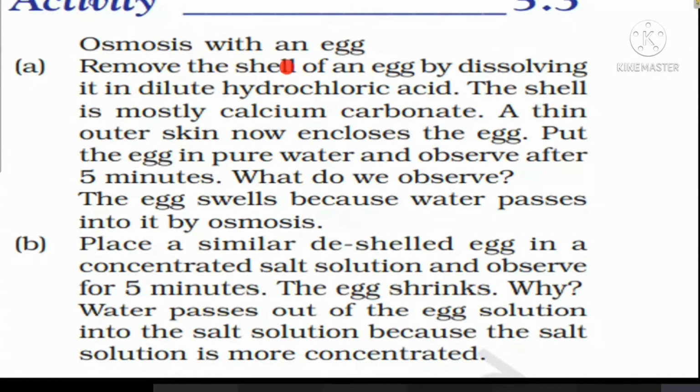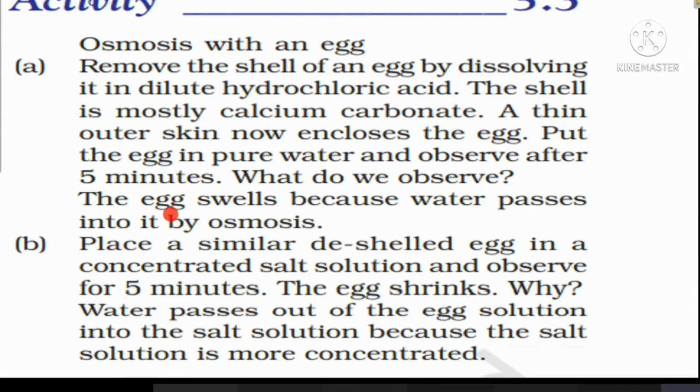Now the same thing we are learning, osmosis within an egg. To do this activity, first you have to remove the shell of the egg. In the textbook, they have written dilute hydrochloric acid. But at home, if you're doing it, you can put the egg inside vinegar, which has acetic acid. It will take some time, but you can slowly see bubbles coming out, which shows carbon dioxide is coming out because the shell is made up of calcium carbonate. That's why. Such a de-shelled egg, when the egg does not have any shell, will have the plasma membrane outside.